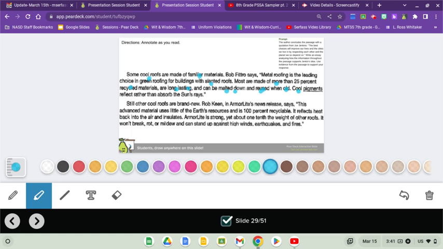Still, other cool roofs are brand new. Rob Keane in Armor Light's news release says this advanced material uses little of the Earth's resources and is 100% recyclable. It reflects heat back into the air and insulates. Armor Light is strong, yet about 1/10 the weight of other roofs. It won't break, rot, or mildew. It can stand up against high winds, earthquakes, and fires. Slide 29, please make yours look the same.